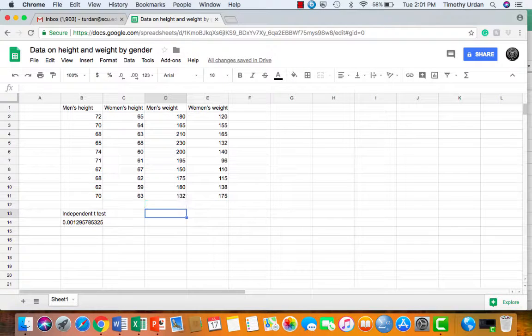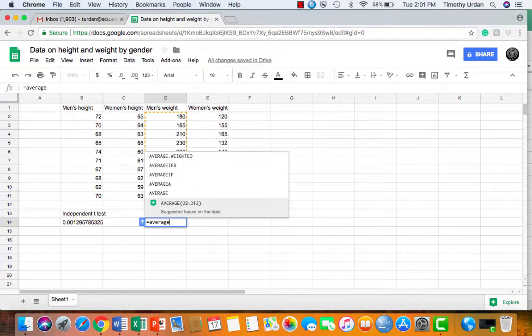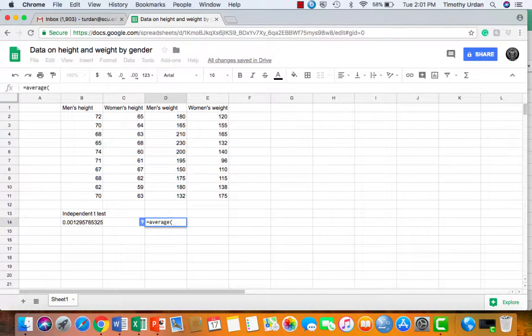To calculate means, you say equals the average, and then you put in the range of scores. For here we have D2 colon D10. That is my average weight for men. And then if I want to do the same thing, calculate the average for the next column over, I just grab and drag, and there's my average weight for women. I'm going to label those.